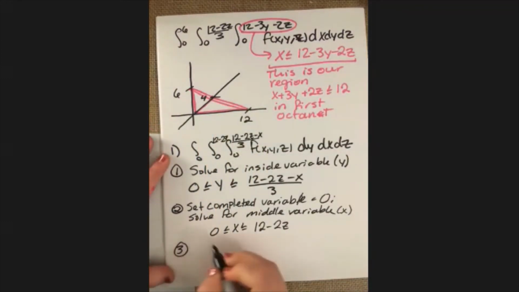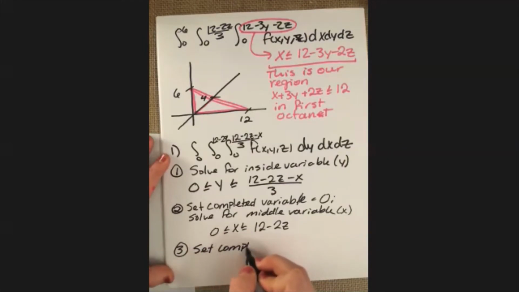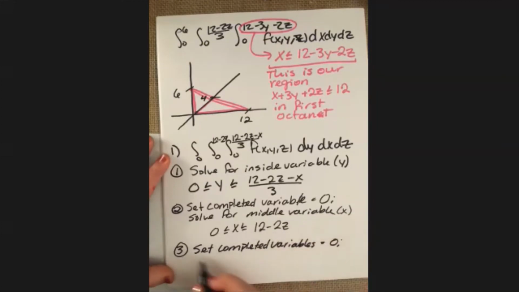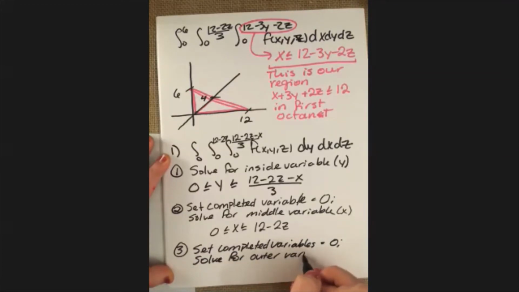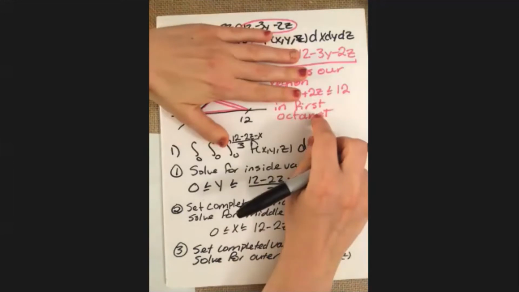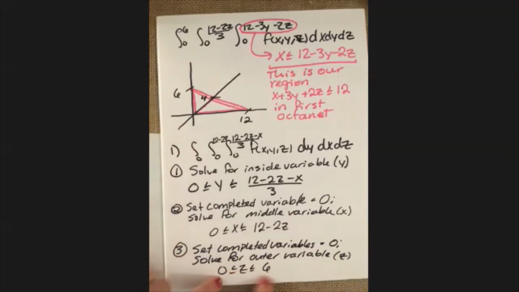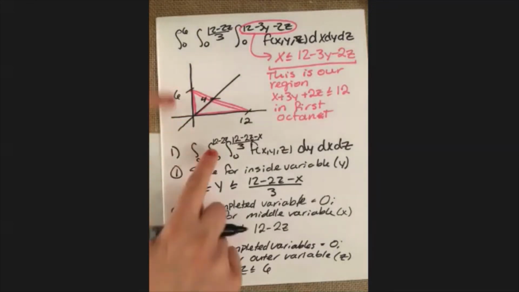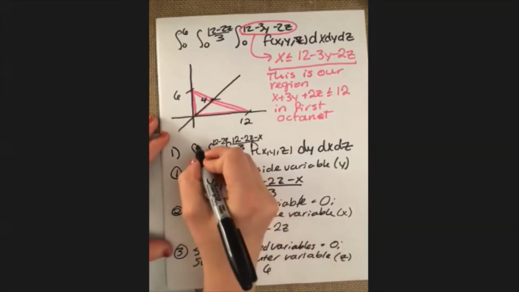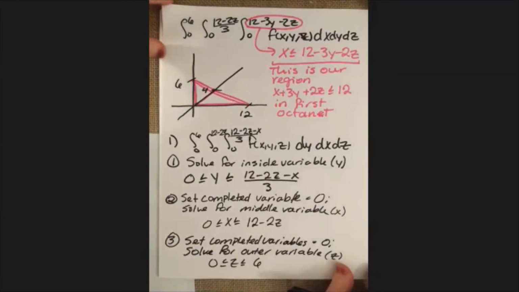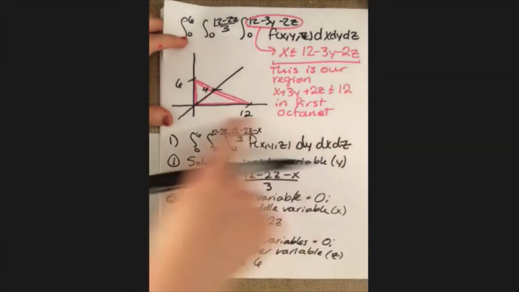And then finally, we set both of the completed variables equal to 0 and solve for the outer variable, which in this case is z. So here, I'm going to set x and y equal to 0, and I get that z has to be less than or equal to 6, greater than or equal to 0. And this makes sense because this is the highest value that z can achieve based off of this piece right here. So 0, 2, 6. And that is one possible rearrangement for this integral. That's pretty much all there is to it. You just walk through this process right here and you get those bounds.